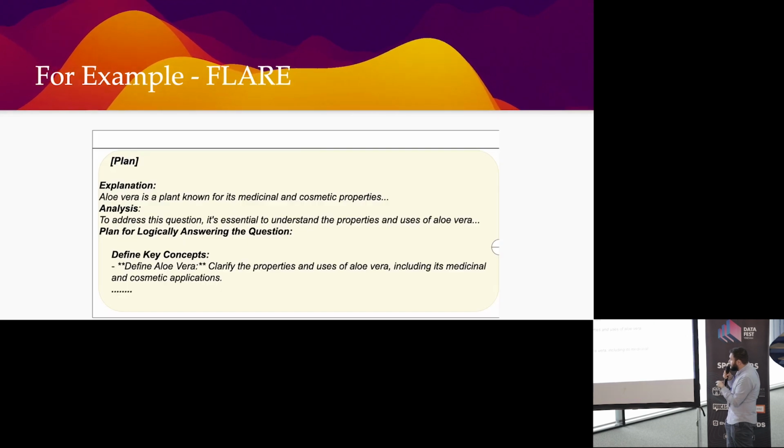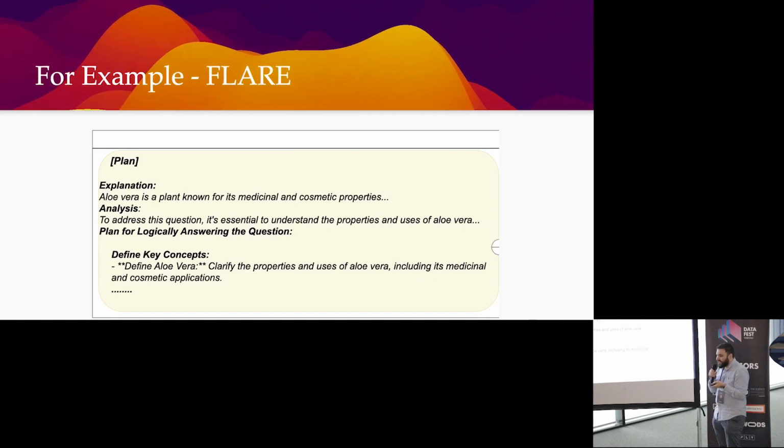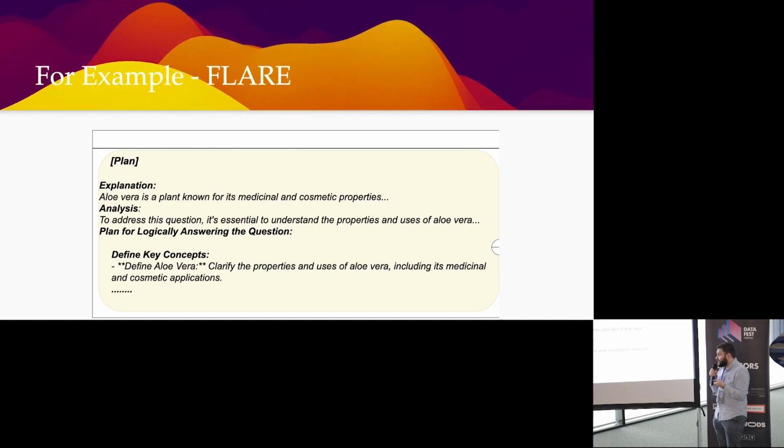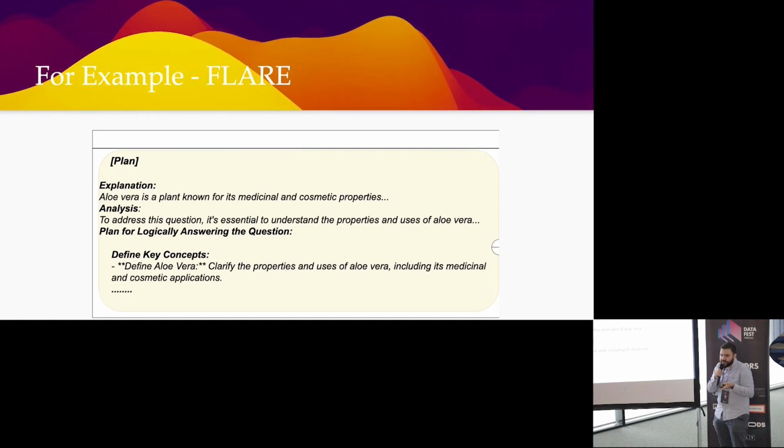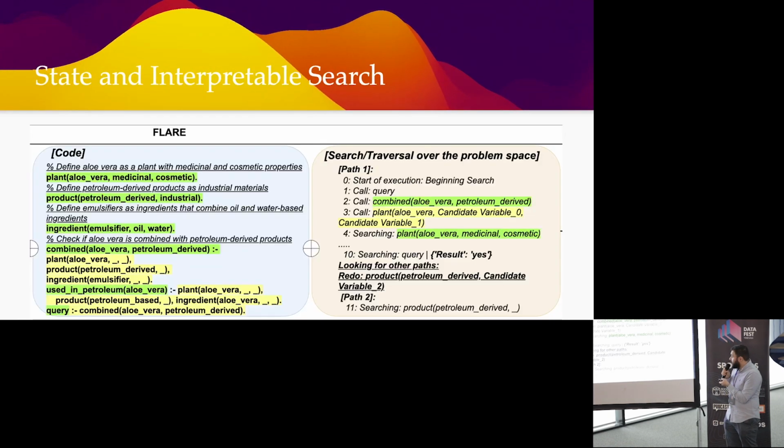Let's show this step by step. So we have a plan which has explanation, analysis, and a plan for logically answering the question. It's just a natural task that has been shown to improve performance. We have tried our methods without this, and we have seen consistent results even without this, but we have left this in just in case. So it's just whatever you have in chain of thought. Then we have the code and the search traversal.